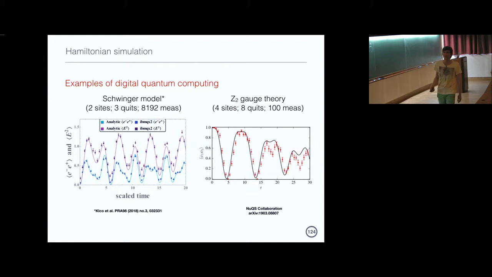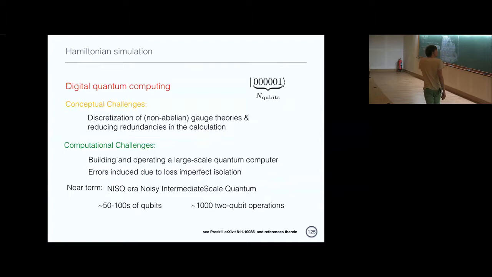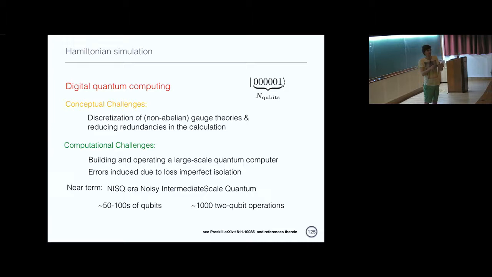So what is going on there? I guess there are conceptual challenges as well as computational challenges. For an audience like us, probably the most interesting conceptual challenges reduce to what would be efficient ways, or just generally ways, of discretizing non-abelian gauge theories in particular, and mapping them onto these spin 1/2 sets. Because now you have to think about discretizations of your compact group.